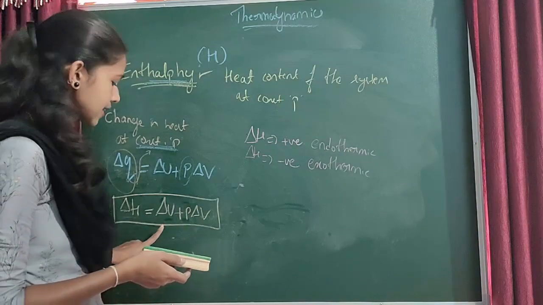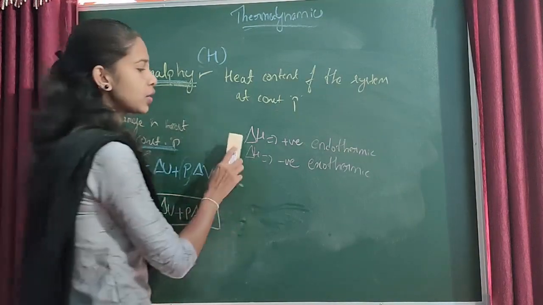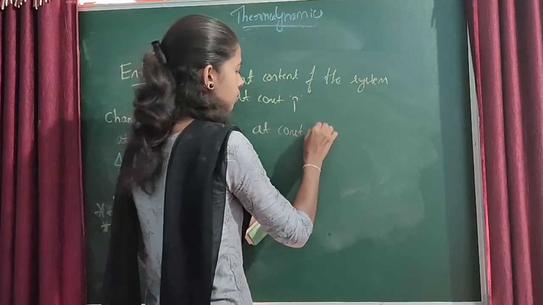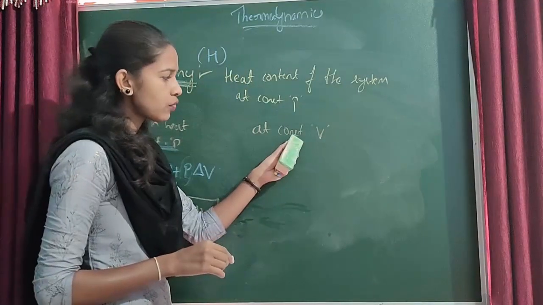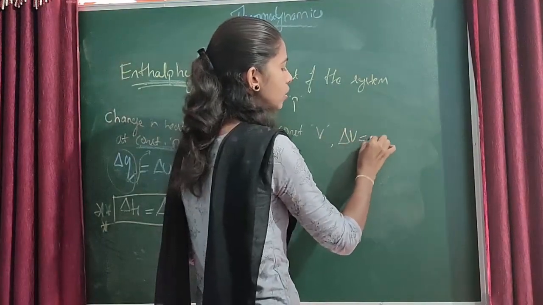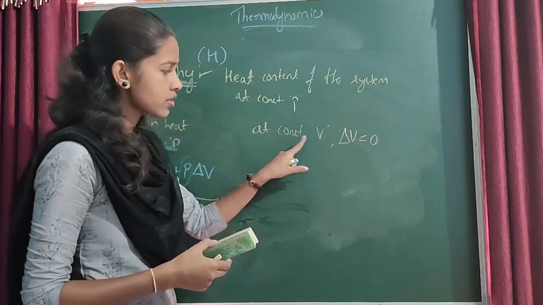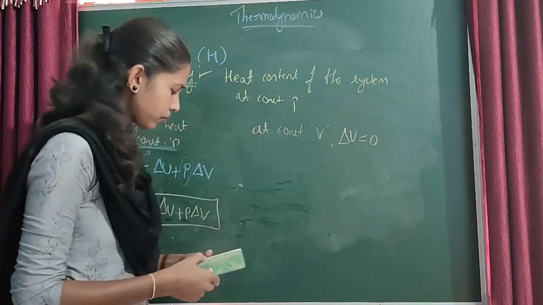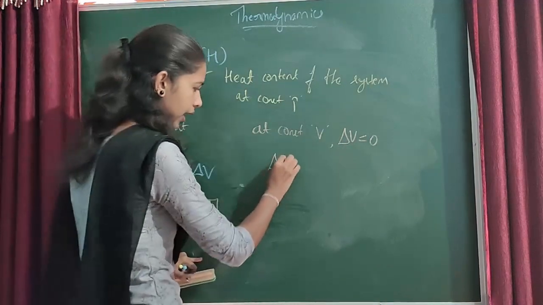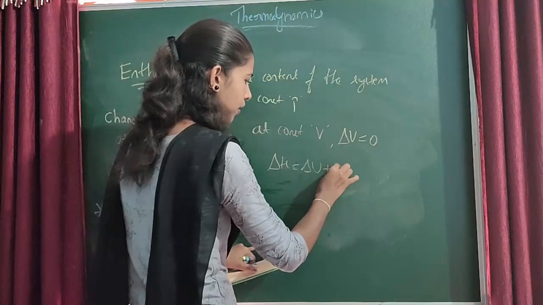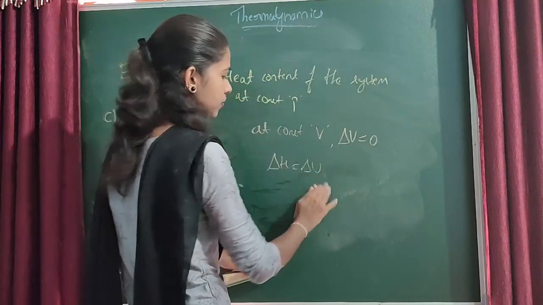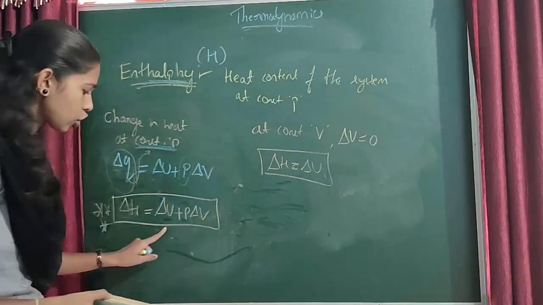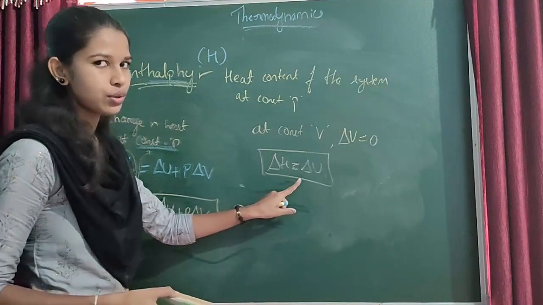Now, let's consider the same equation at constant volume. At constant volume, delta V is equal to 0. Why? Constant volume means volume is fixed. It's not going to change. Hence, change in volume will be 0. Then this equation will become delta H is equal to delta U plus P into 0, that means 0 only. So delta H is equal to delta U at constant volume.